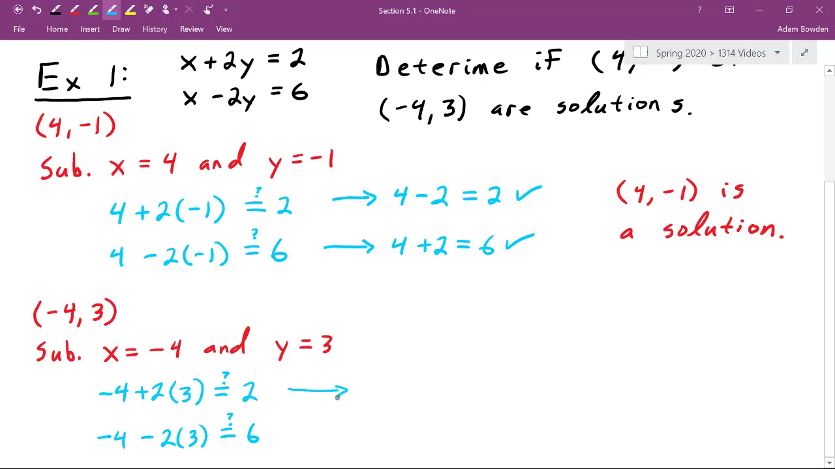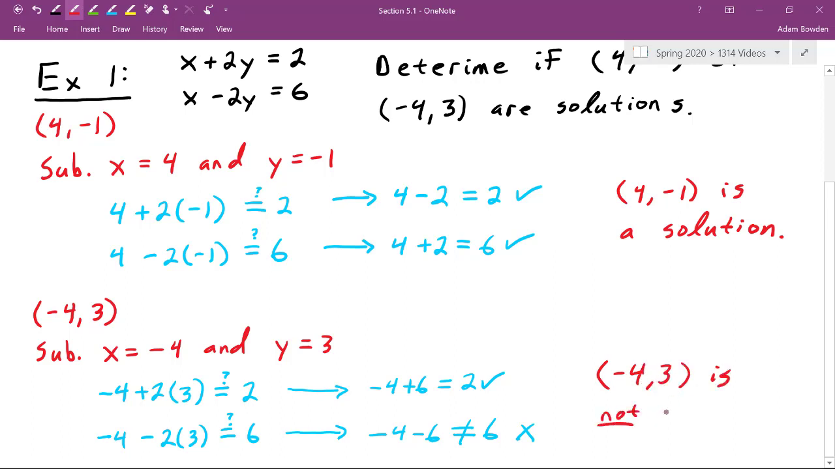In the first equation, we're going to get negative 4 plus 6, and that indeed is equal to 2. On the second equation, we're going to have negative 4 minus 6. That one doesn't work, it's not equal to 6. So we see that it checks out in one equation, but it doesn't check out in the other. So this one is not a solution to the system. What we can tell then is if it's a solution, it has to work in both equations at the same time.